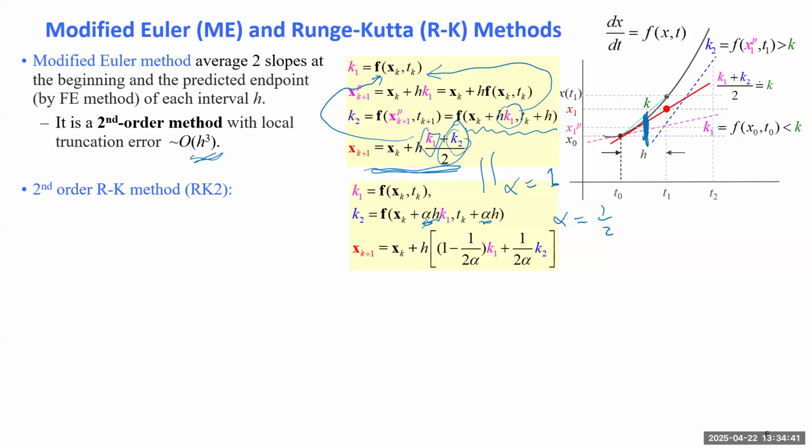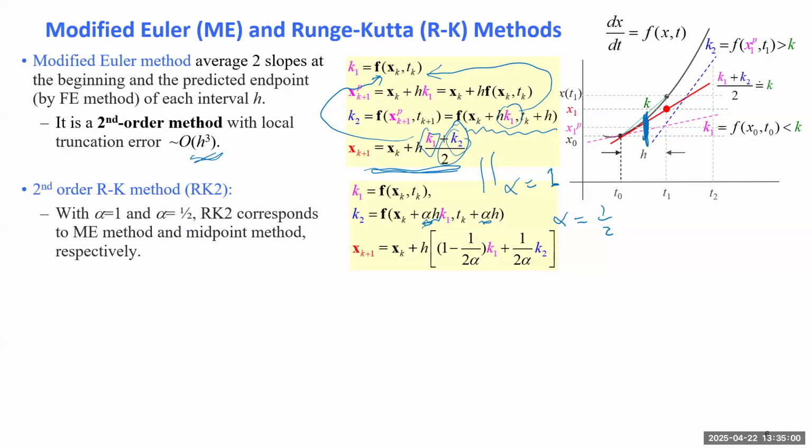That gives you some flexibility, depending on which slope is more reliable, to help you better predict the true slope, which is K. So this is a Runge-Kutta method. You can also call modified Euler a special type of second order Runge-Kutta method. By second order, it is another second order method.